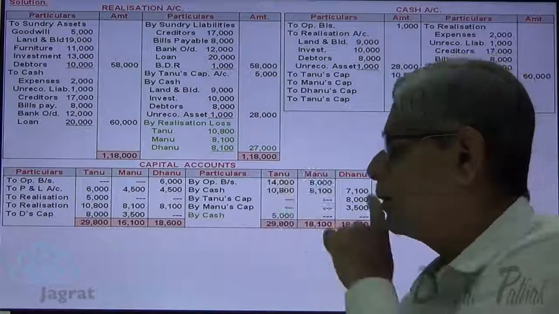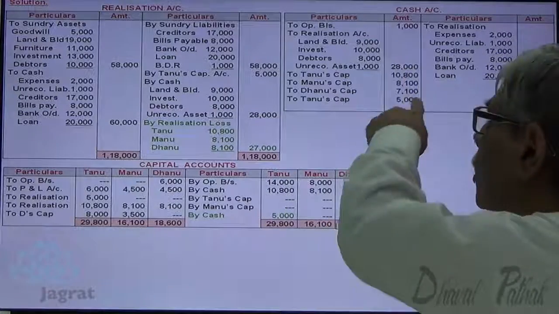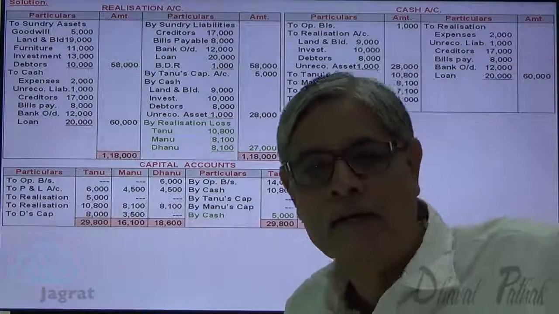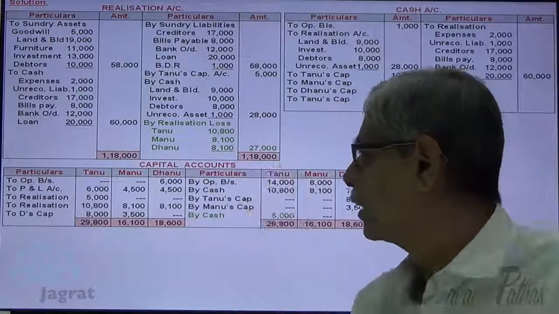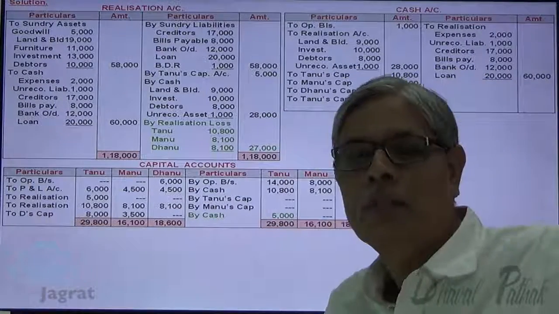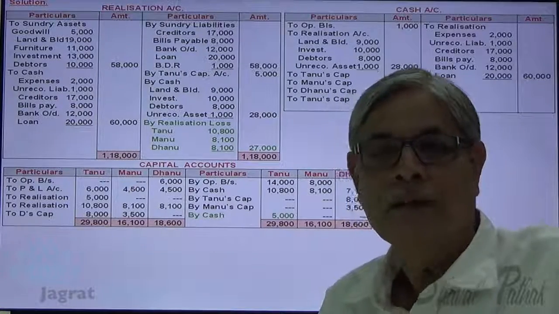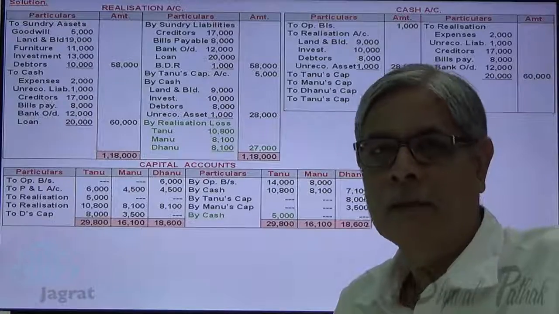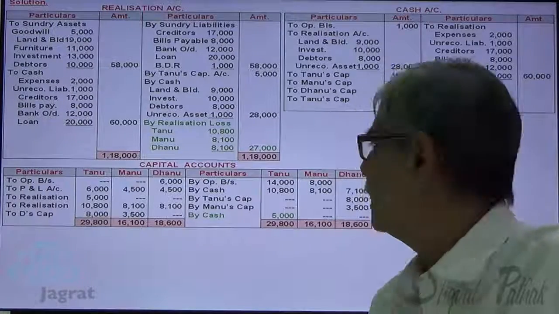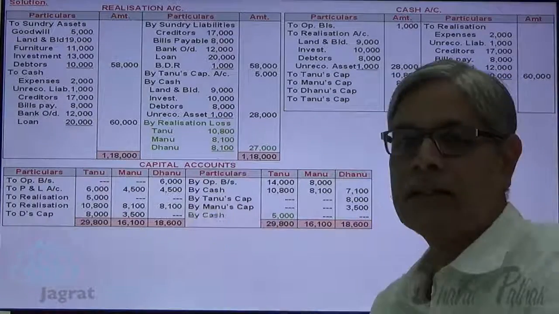Nothing is redeemable, nothing is recoverable. But in case of Dhanu, 5,000 is recoverable. For that we have recorded the entry for 5,000 cash to Dhanu's capital account. Manu's capital account automatically agrees and tallies. No amount is redeemed to Manu. Nothing is recoverable. No need to recover anything from Manu. And his capital balance is tallied.